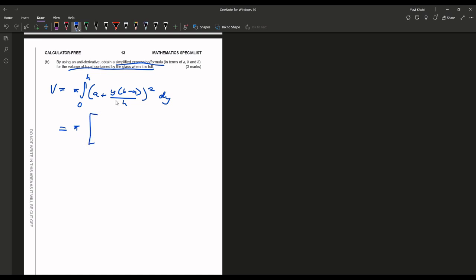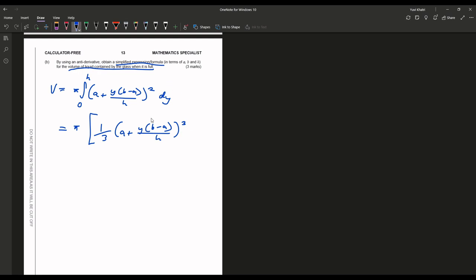And that means that we can do the chain rule backwards. So we can add 1 to the power, then divide by the power, and then divide by the derivative of what's inside the brackets. So if we add 1 to the power, this becomes 3, and then we're dividing by that power. So it's going to be 1/3 a plus y times b take a over h, cubed.